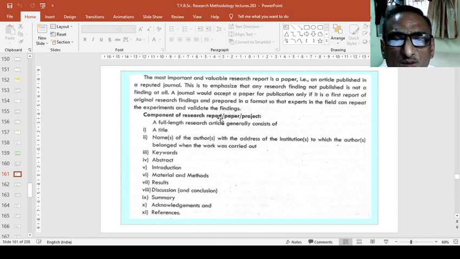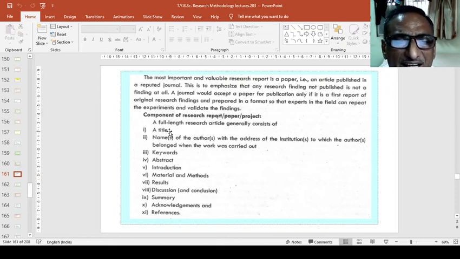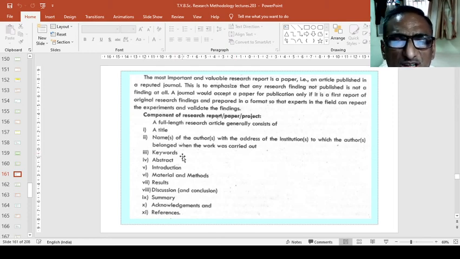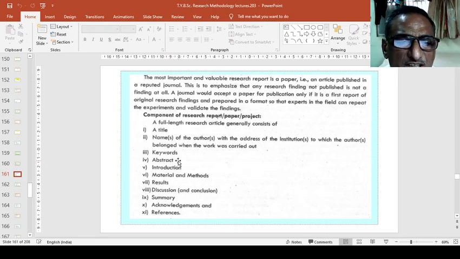So, what are the components of a research report? How to prepare the research report? First of all, your research report should have a title, what work you have carried out, then names of the authors, 1, 2, 3, or 4, with the address of the institution to which the authors belonged when the work was carried out. Third is the keywords of your total research work. Then your research work should be abstracted in a short paragraph. Then an introduction should be given to your report.